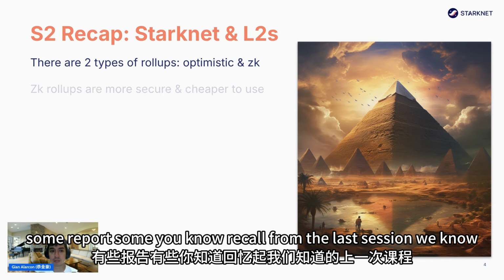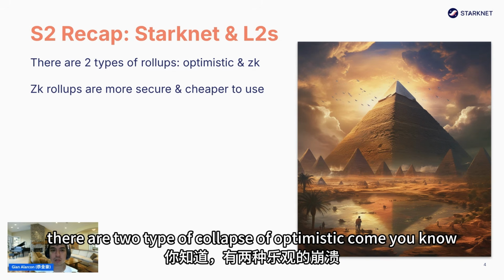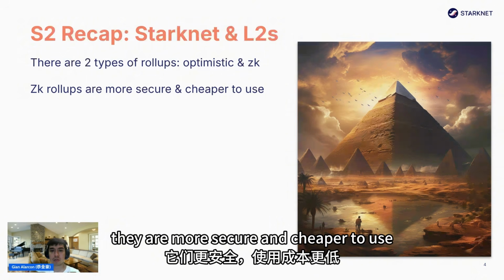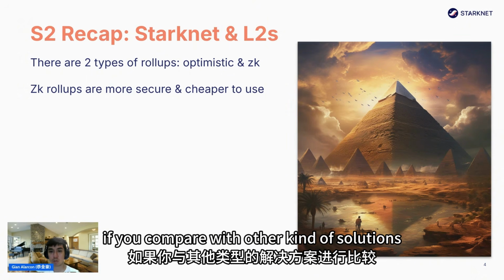Recap from the last session. We know there are two types of rollups, optimistic and ZK rollup. Starknet is a ZK rollup, and this ZK rollup most of the time is more secure and cheaper to use if we compare with other kinds of solutions.